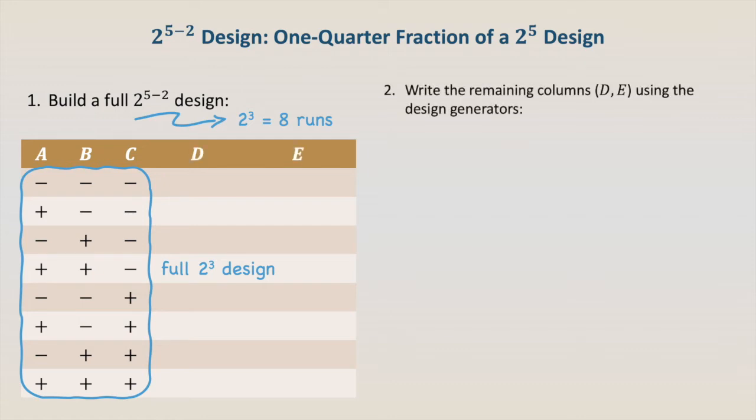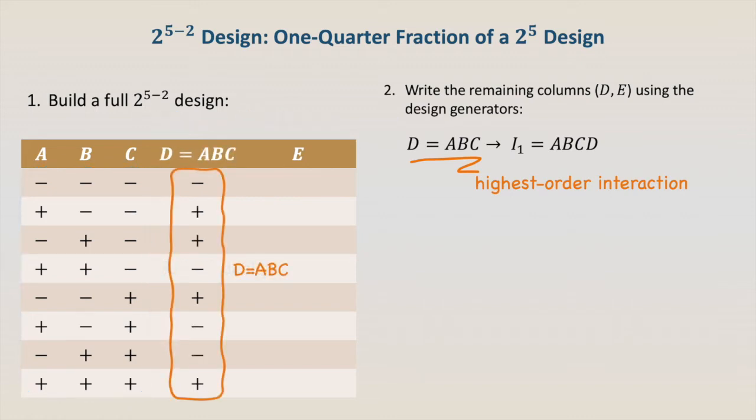The next step is to write the 2 additional columns, D and E, by using the design generators. But how to choose the design generators? Let's use the highest order interaction, ABC, to generate column D. The signs of column D are obtained by the product of the signs of columns A, B, and C.